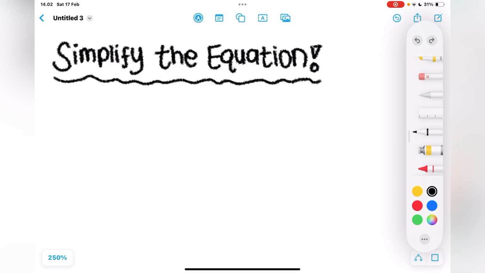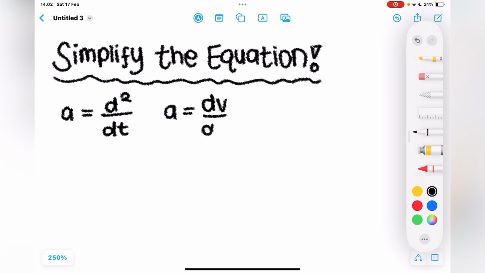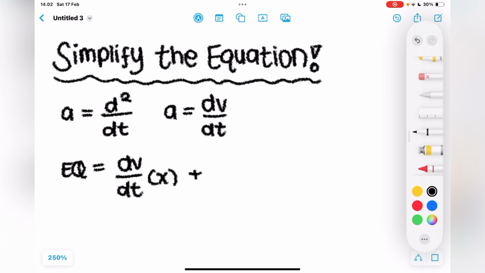Now we are going to simplify the equation. Since before we know that a is equal to d²x over dt², we also know that a is equal to dv over dt, which is the first derivative. Now here, if we plug it into the equation, it becomes dv over dt plus omega squared x.